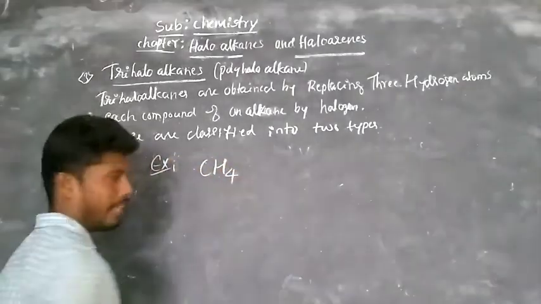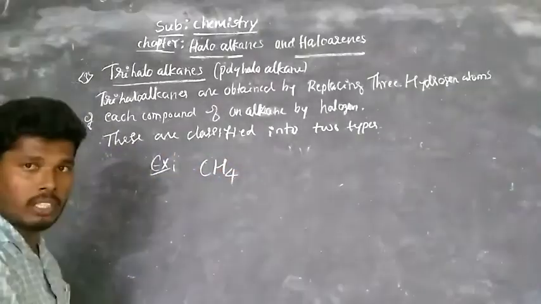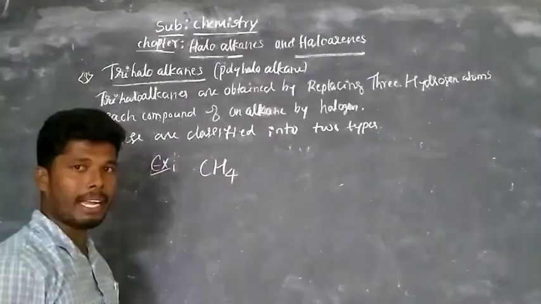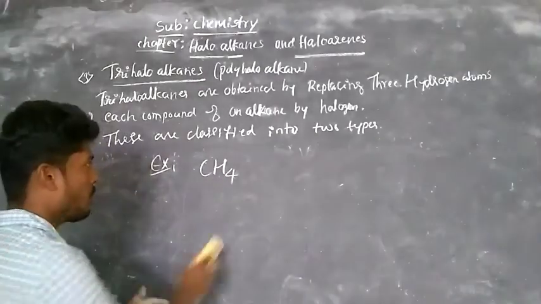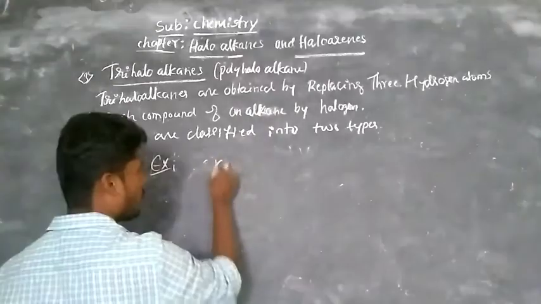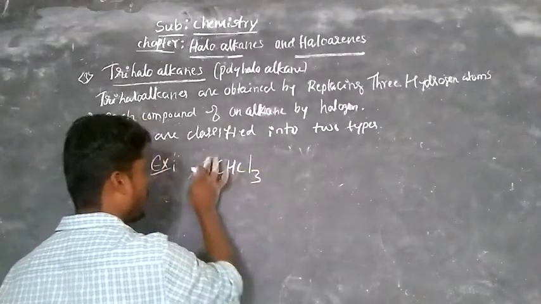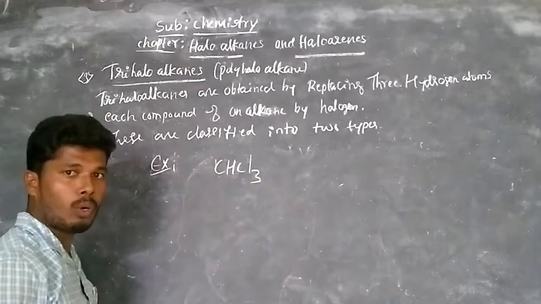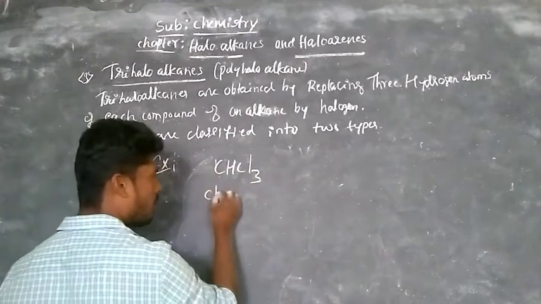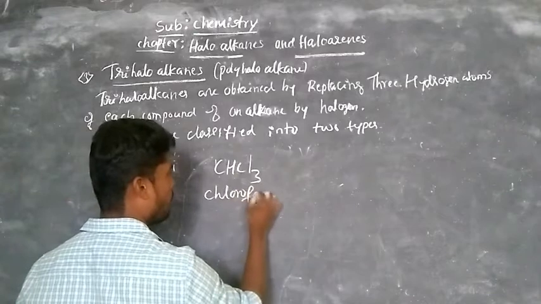Now for example, take methane, CH4, you know methane. So according to our definition, we have to replace 3 hydrogens by adding 3 halogen atoms. So the remaining 3 hydrogens will be replaced by adding 3 chlorine atoms. What is its name? Chloroform. Its common name is chloroform.